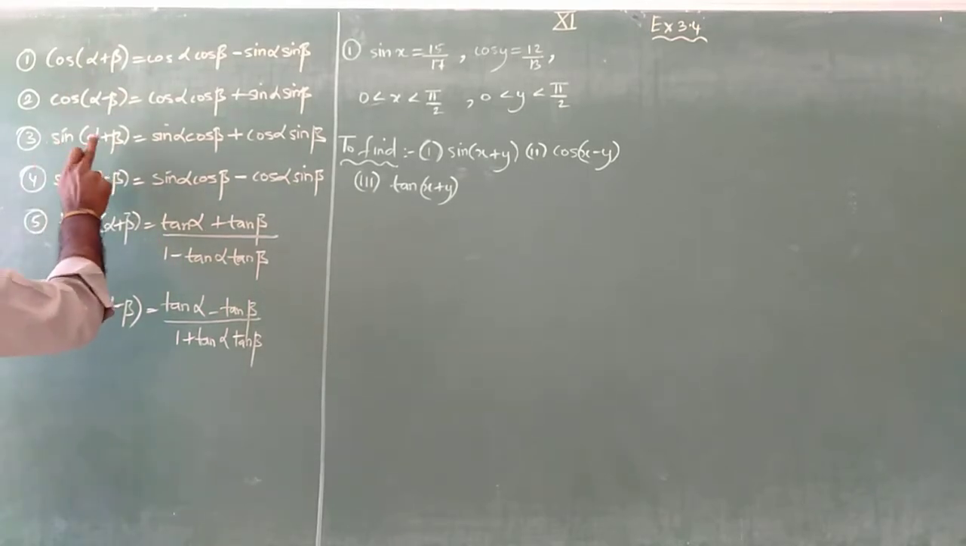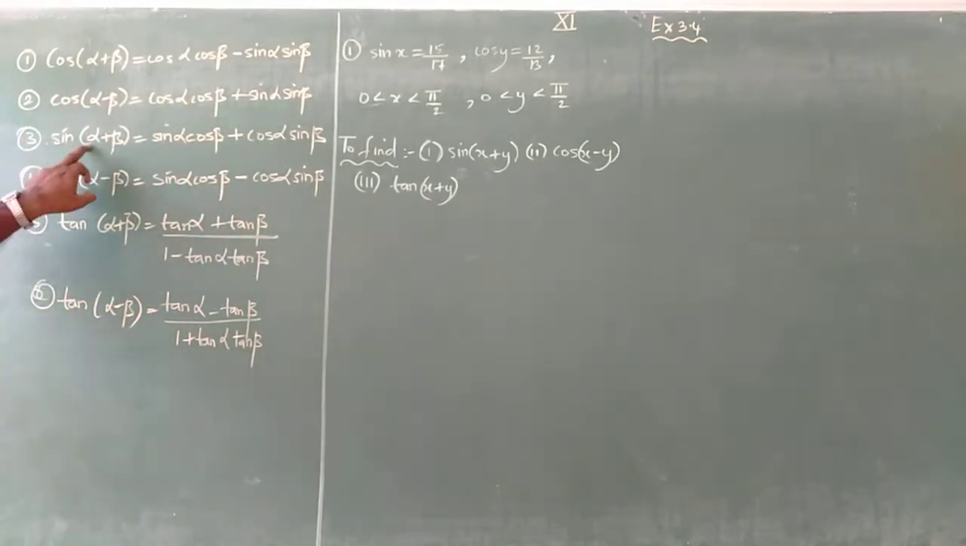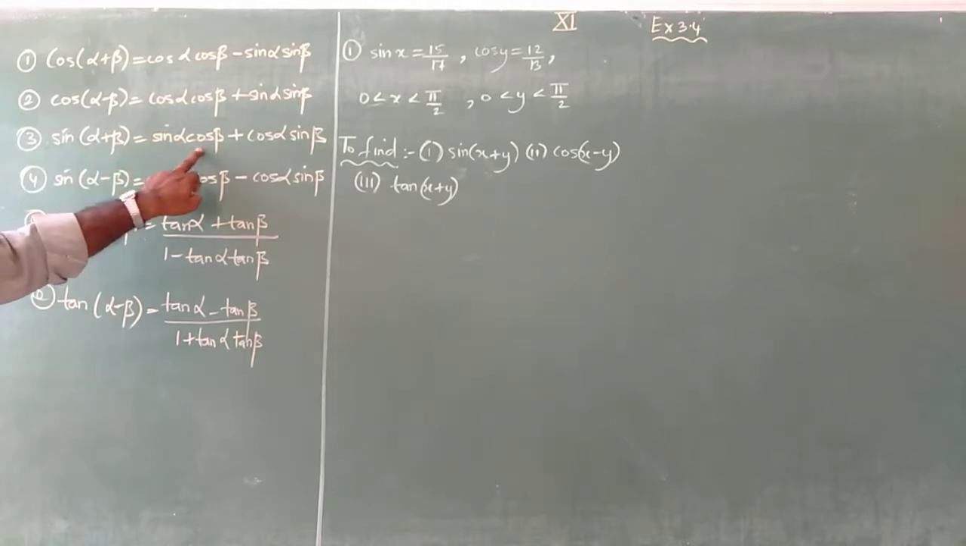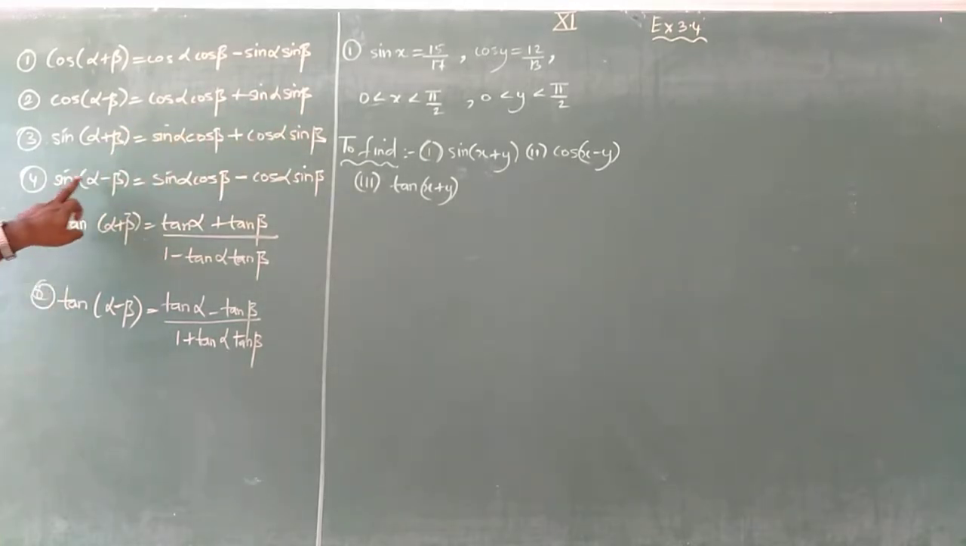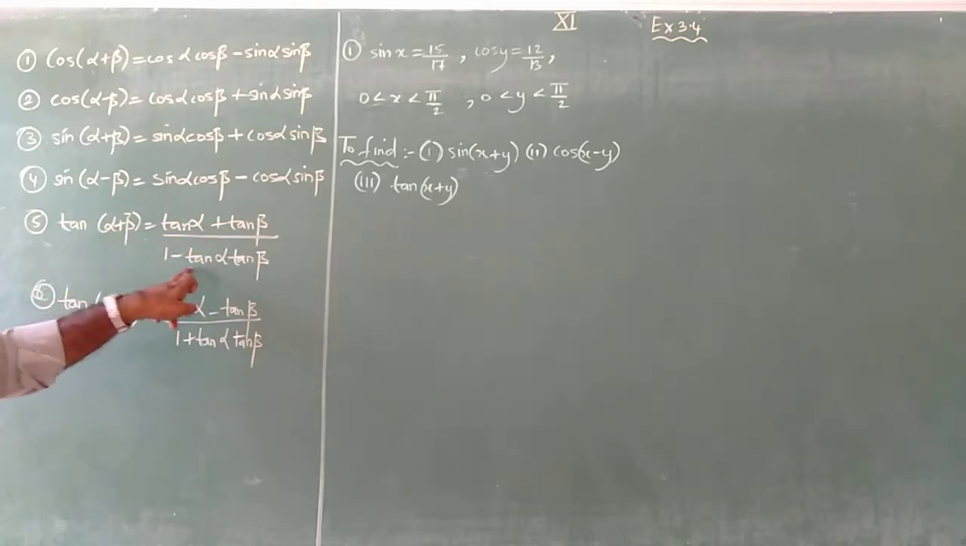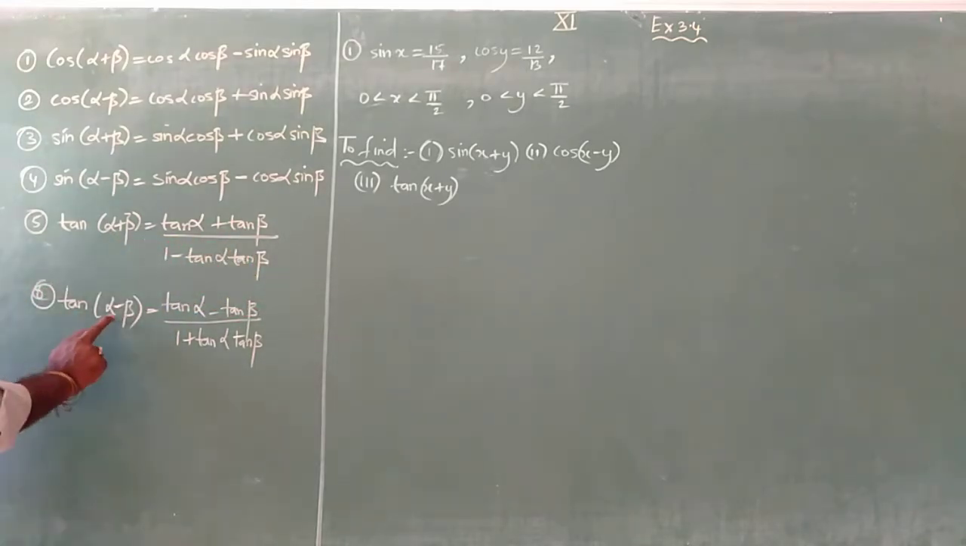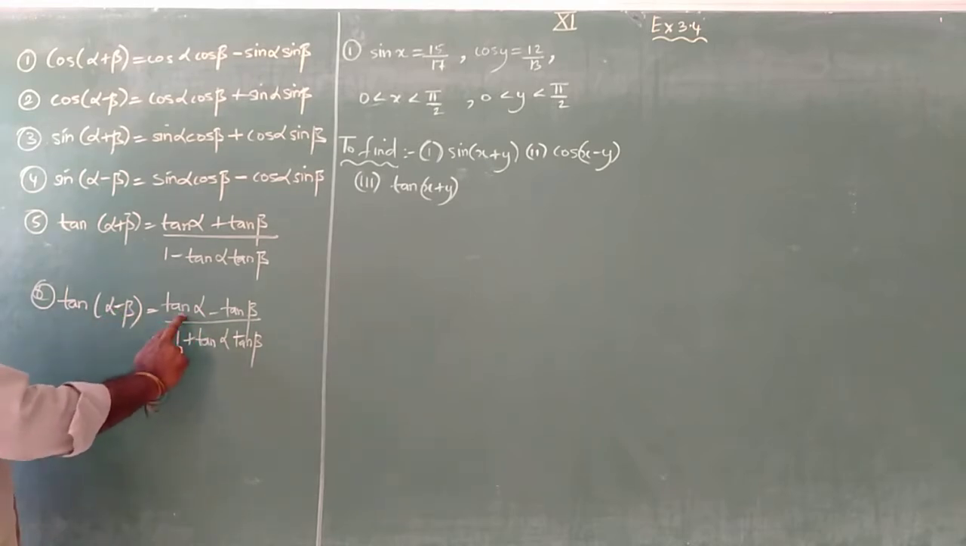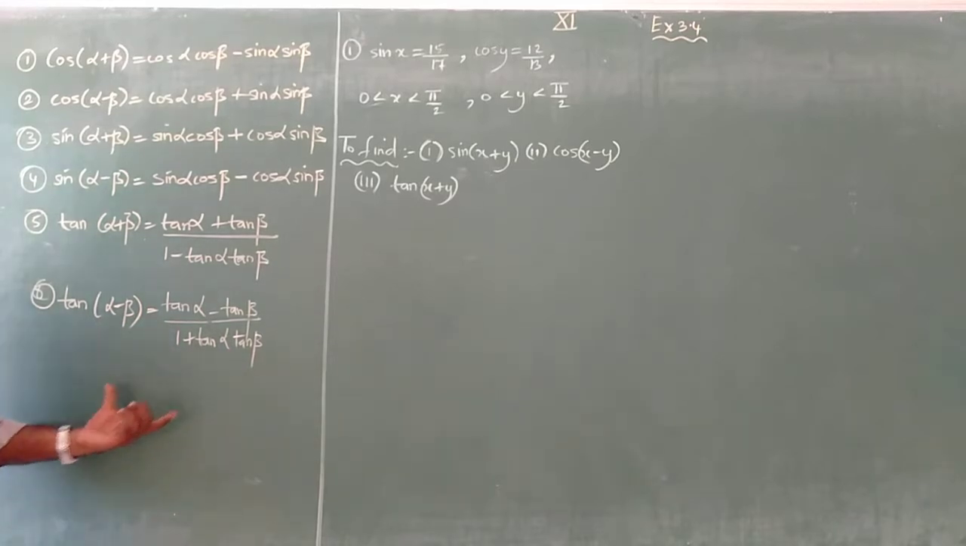Sin(alpha plus beta): here plus, here also plus. Sin(alpha plus beta) is equal to sin alpha cos beta plus cos alpha sin beta. Sin(alpha minus beta) is equal to sin alpha cos beta minus cos alpha sin beta. Next, tan(alpha plus beta): here plus, but here minus. Tan(alpha plus beta) is equal to tan alpha plus tan beta, divided by 1 minus tan alpha tan beta. Tan(alpha minus beta): here minus, here plus. Tan(alpha minus beta) is equal to tan alpha minus tan beta, divided by 1 plus tan alpha tan beta.